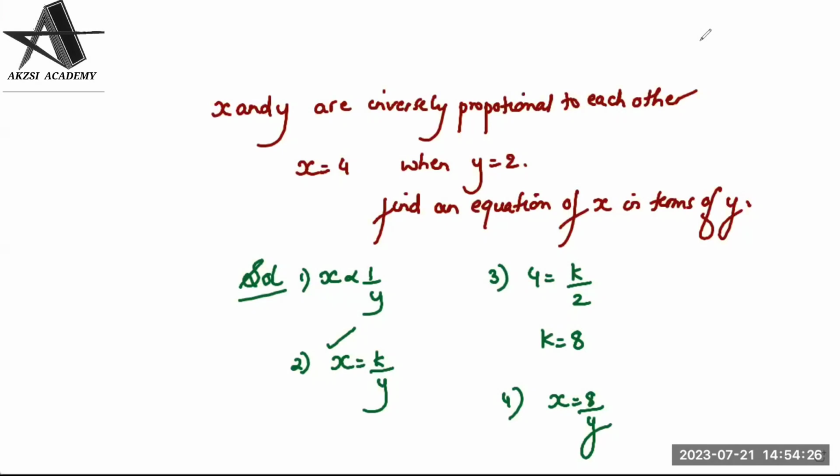So this was about the basics of direct and inverse relationship, proportion, and how we can solve those questions. In the next class, we'll be doing the worksheet. You can access the worksheet on the Akzsi app and the link is already in the description box. What I suggest is you go through this video, try to do some questions from the worksheet, and if you're not able to do it, then refer to the video that I'm going to make on the worksheet.